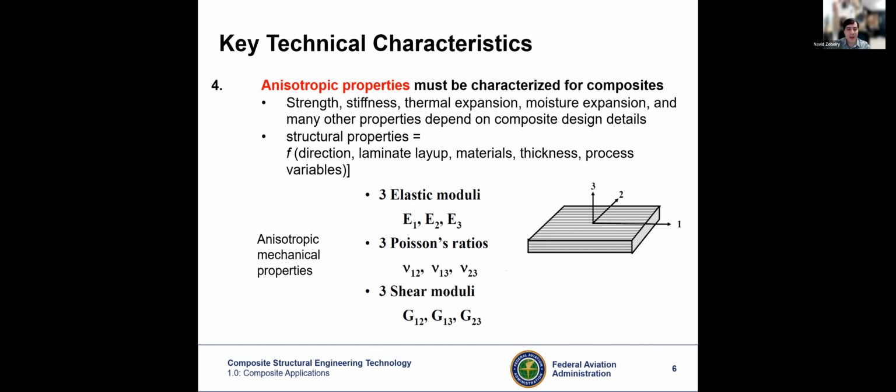So you end up having 9 different properties that you have to measure for one single laminate. There are other aspects that would affect this, such as environmental factors and processing factors, which we are not even discussing here. But this is one main difference. For metals, you only have to measure 2 properties: one elastic Young's modulus and one Poisson's ratio. Here you have to measure at least 9 properties.